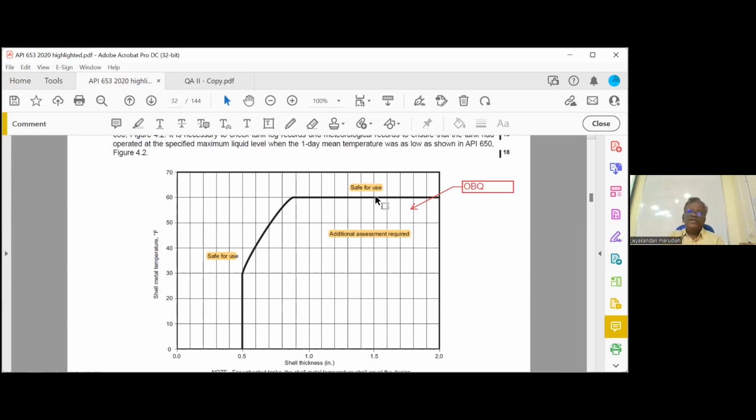At 1.5 inch, above 60 degrees it is safe for use. Below 60, you have to go for additional assessment. This zone comes to 55, at 0.8.